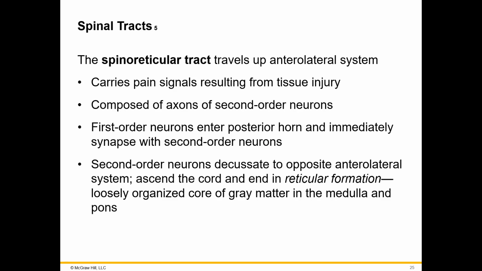Now, the spinal reticular carries pain, and the first order neurons enter the posterior horn and immediately synapse with the second order neurons. Then you have second order neurons that decussate to the opposite anterolateral system, and they ascend the cord and end in the reticular formation, which is a loosely organized core of the gray matter in the medulla and the pons.